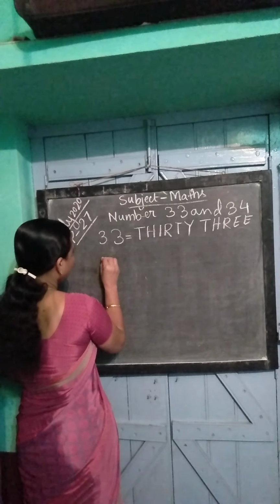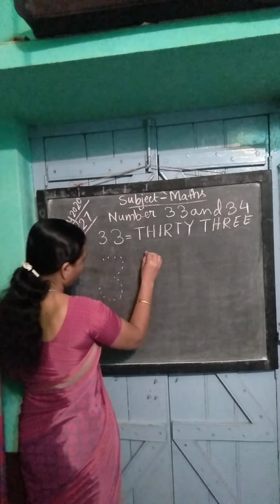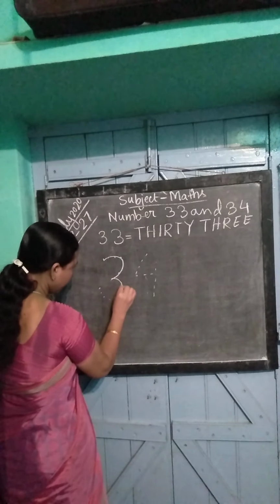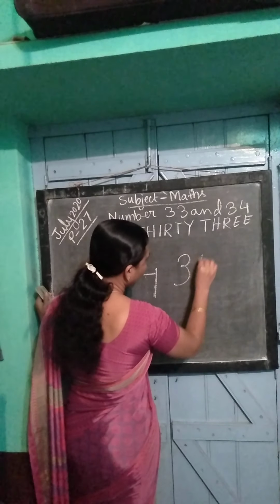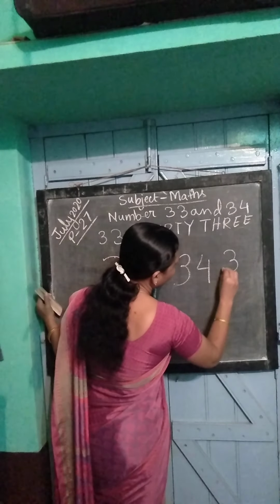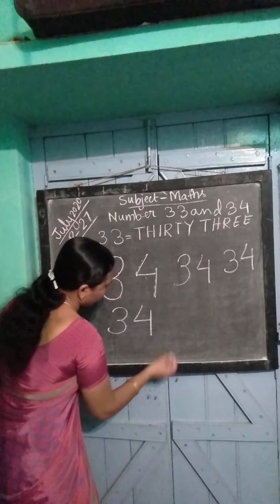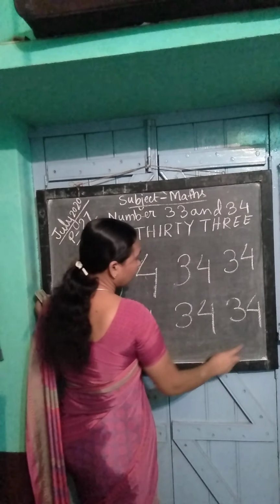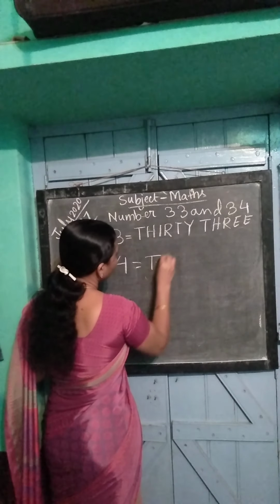I will write now again. 3. Then 4. Then I have to trace. You see, 3, 4, 34. Right here, 3, 4, 34.